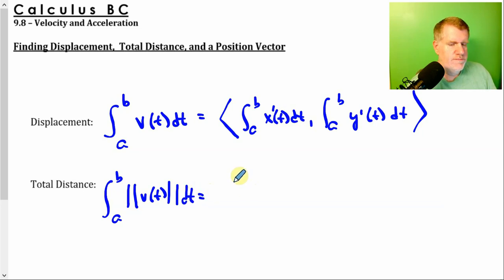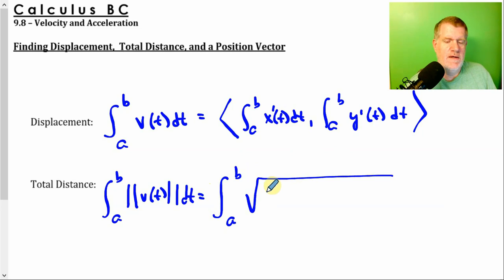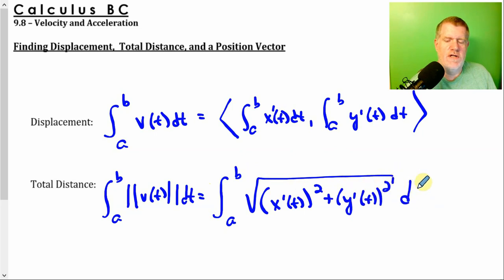Alright. And we can write it like this, because remember, what is the magnitude of v? It's the speed of v. So it's just this again. It's the square root of the change in x squared plus the change in y squared, this time integrated from a to b. That's your total distance formula and your displacement formula.